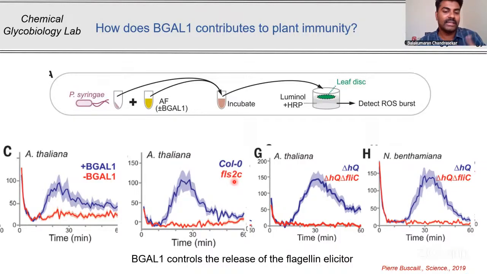So this was giving an indication that beta-galactosidase is somehow related to the flagellin protein. And now we took advantage of bacteria which have the flagellin or which don't have a flagellin.